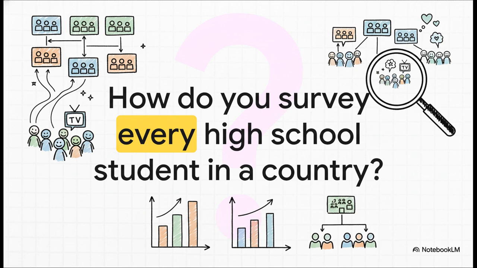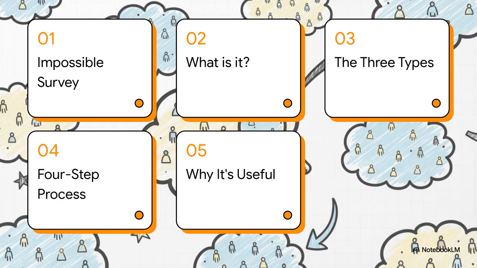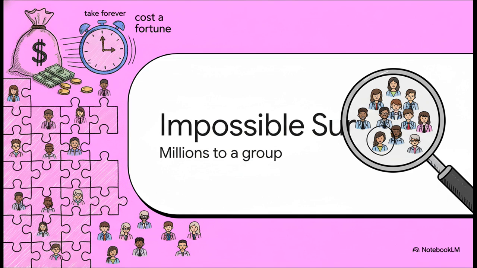Well, stick around, because today we're going to unlock a clever shortcut that researchers use to tackle huge questions just like this one. Here's what we've got lined up. We'll start by figuring out how to solve that impossible survey. Then we'll get into what cluster sampling actually is. After that, we'll explore its three main types. I'll walk you through a simple four-step process, and we'll wrap up by looking at why it's such an incredibly useful tool.